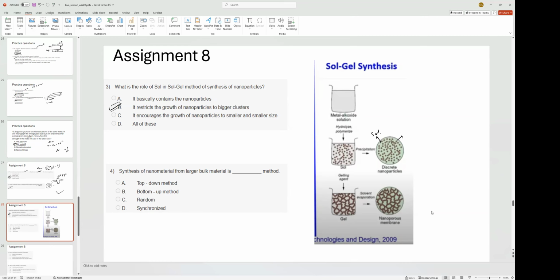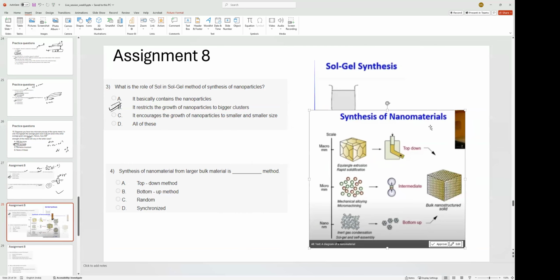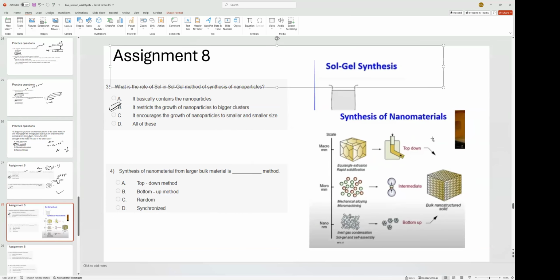Synthesis of a nanomaterial from bulk is called what? Remember the slide. If you go from bulk to smaller sizes, macro to nano, going down, this is called the top-down method.